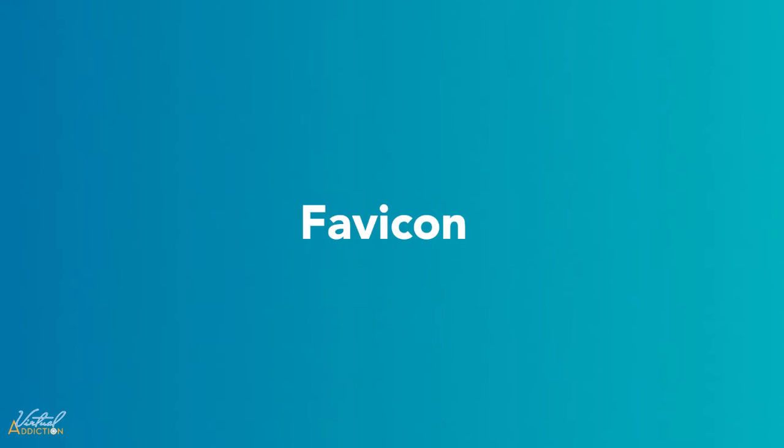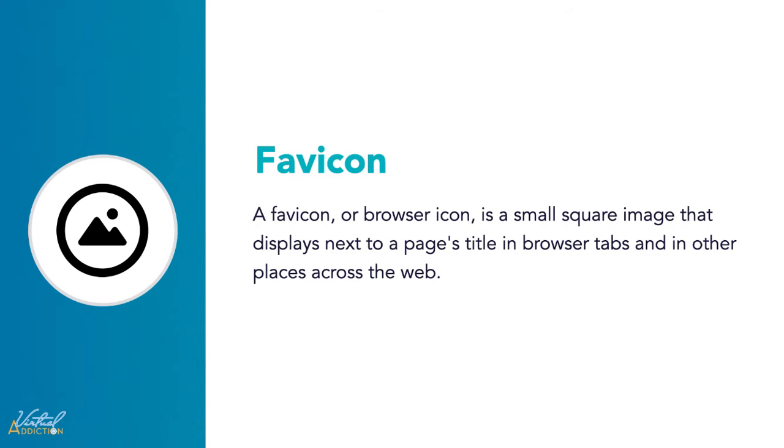What is a favicon? A favicon, which is short for favorite icon, is a browser icon or a small square image that displays next to the page's title in the browser tabs and in other places across the web, like when you bookmark a website. Adding a custom favicon makes your site recognizable in a browser full of tabs or bookmarks.